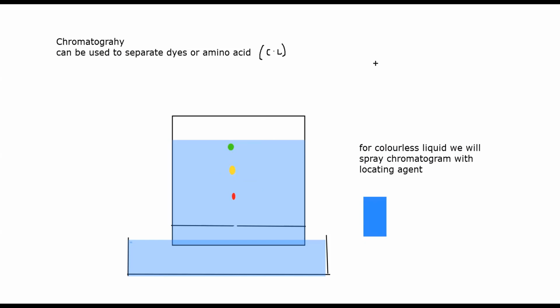Can you identify which amino acid is more soluble in the solvent: green, yellow, or red? Green. Green is more soluble because it rises to a greater height. The one which rises more is more soluble in the solvent. That's why it is moving with the solvent more. And how can I identify these amino acids, or the type of amino acids? I can measure the RF value, and using that RF value, I can identify the type of amino acid. Is it clear? So we can use the same technique, but with one addition: if it's a colorless liquid, we will use a locating agent for amino acid.